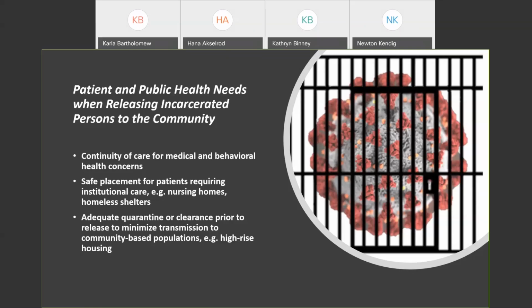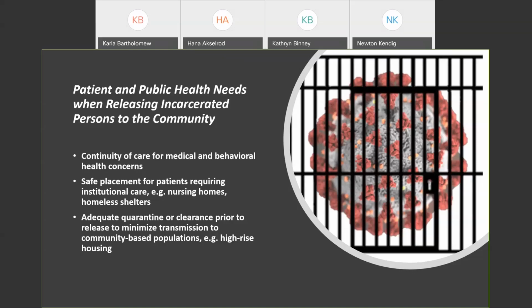It's not just a matter of releasing a patient from a jail or prison, it's being concerned about their disposition and whether or not the housing that they will have in the community will be safe and they will have access to necessary medical care. And thirdly, there's also obviously the infection control issue of releasing somebody from a jail or prison that has a current COVID outbreak and then transmitting it to the community-based population.